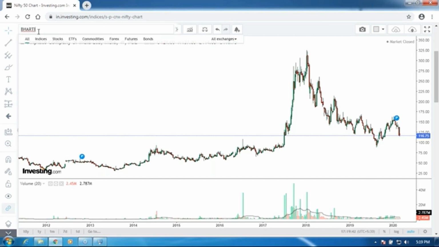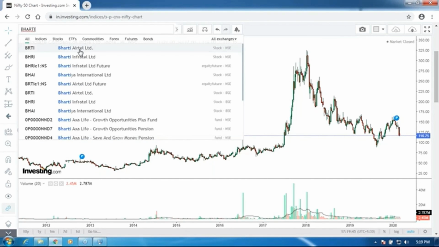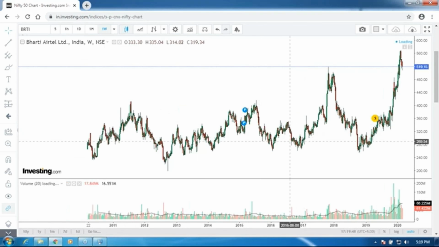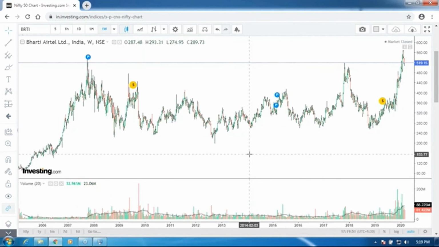Okay. A couple more discussions. Bharti. I think this is one stock which is getting a lot of attention from retail investors right now. See, a good stock. Bharti has broken out, no doubt. It's outperforming and has cleared this resistance at about 520, as we can see.